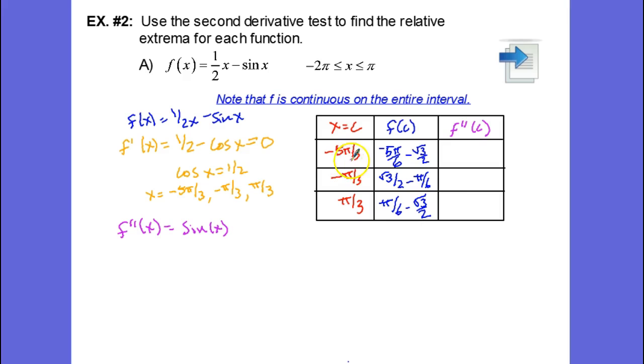Now we're going to substitute those same critical values into our second derivative, and we're just going to look at the signs. And so substituting in, again, I would put sine into your graphing calculator and just drop these values in one at a time. And I'm only interested in the sign of my output: positive, negative, and positive. All right, let's take a look at our conclusions.